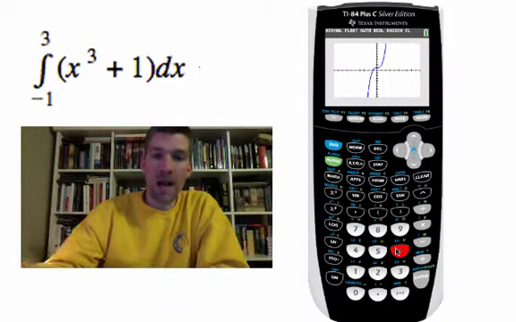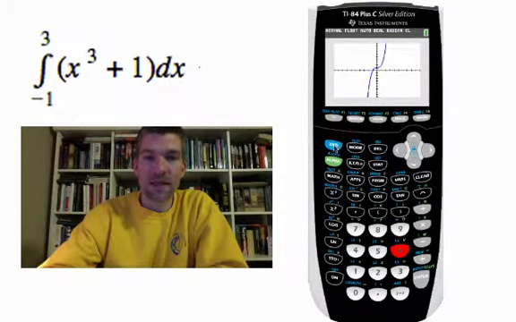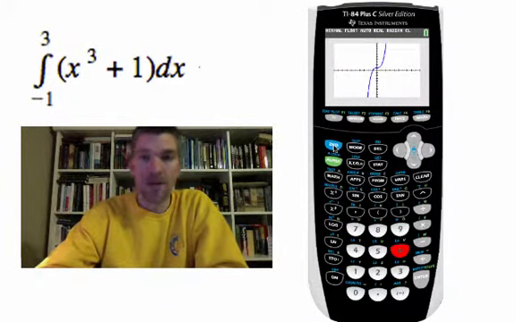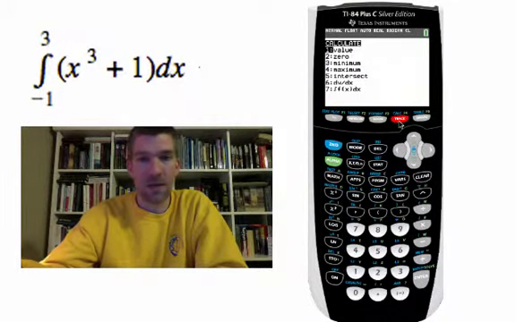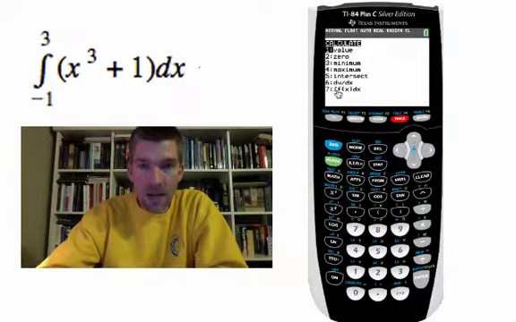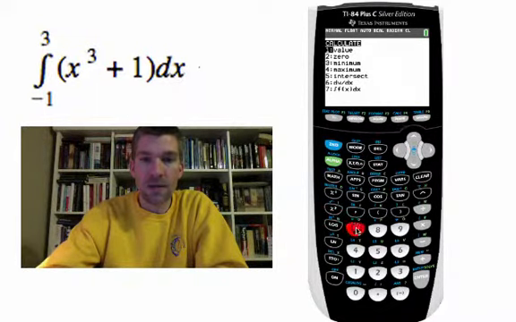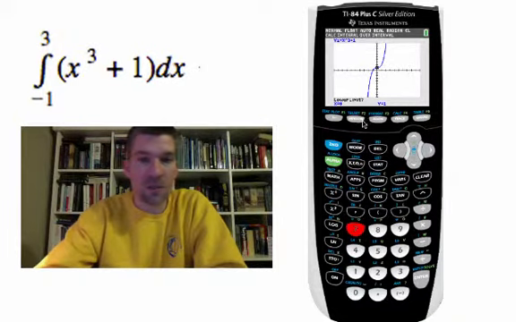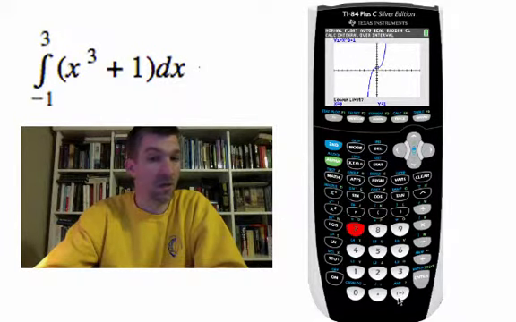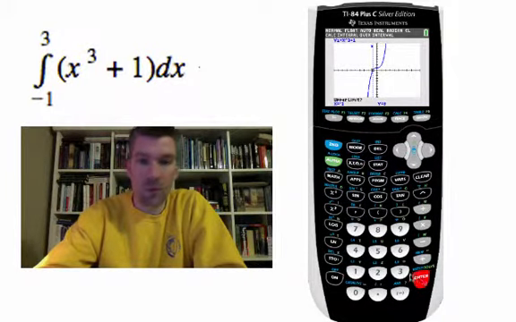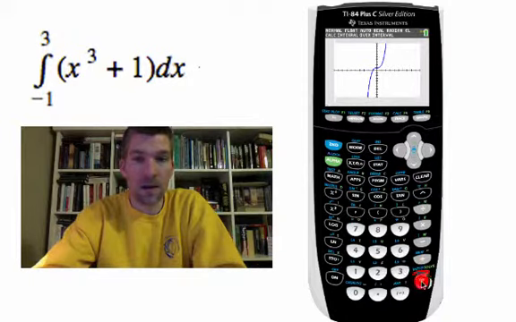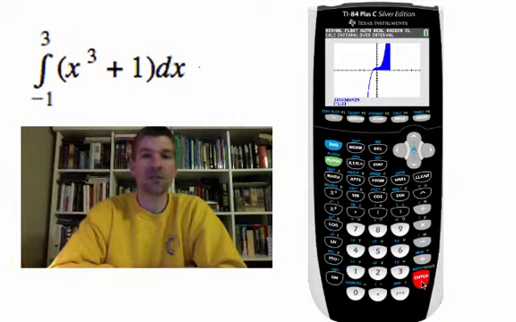Now, if you're on an 83 or the 84, if you hit 2nd Trace, it'll take you to the Calc menu, all right? And then right in there is the integral. Choice number 7 is the integral. So you can hit choice 7, and it asks you for the lower limit. Just put in -1 and hit enter. And then it'll ask you for the upper limit, and you put in 3 and hit enter. And then boom, it does this part for you.